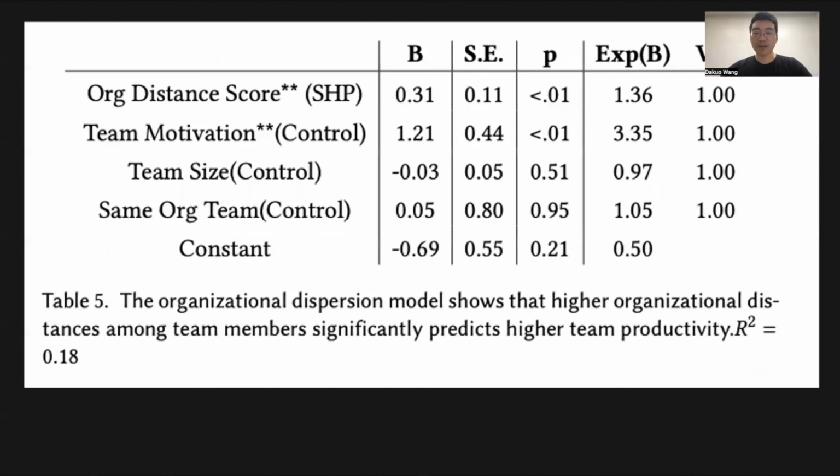As a final part of my presentation, I want to present this logistic regression model that shows how the organizational distance score and the team motivation can influence the team's publication likelihood. As you can see from this beta coefficient, the further away these team members are in the organization can actually lead to a higher chance of publishing a paper. If they have a team motivation at the beginning, it can also lead to a higher chance of having a publication come out.